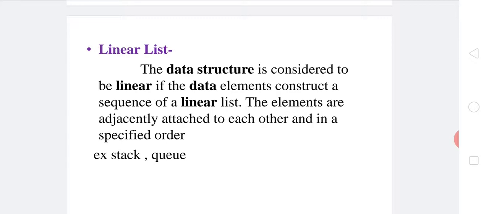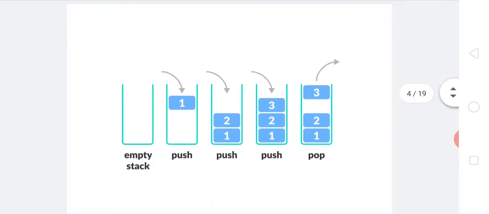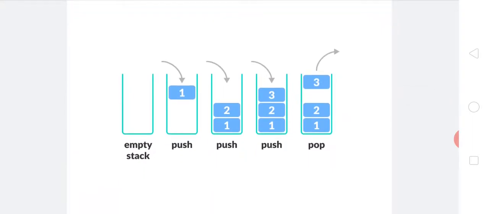The examples are stack and queue. First, we will discuss stack. Now see in the figure, stack is there. Actually, stack is a linear data structure which follows a particular order in which the operations are performed. The order may be LIFO, means last in first out, or FILO, which is first in last out. There are many real life examples of stack. Consider an example of plates stacked over one another in the canteen.